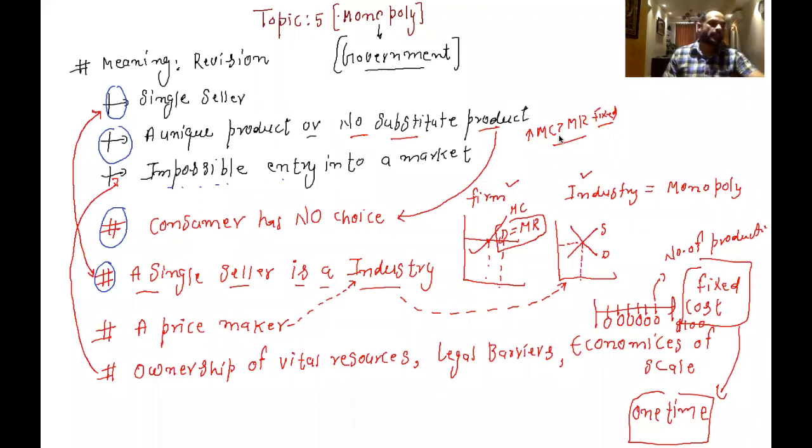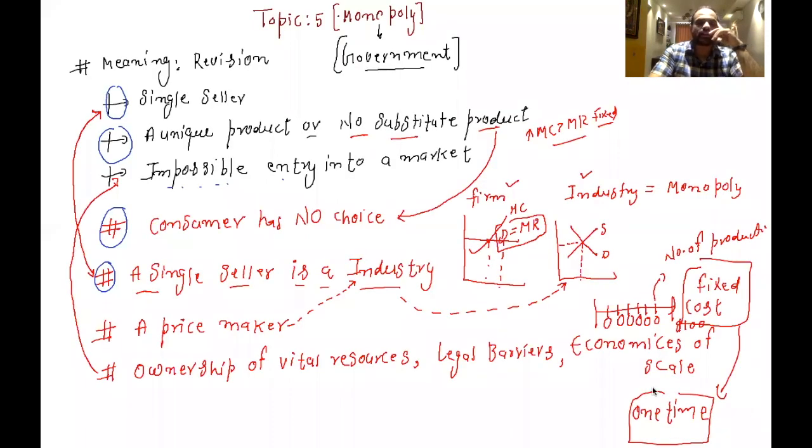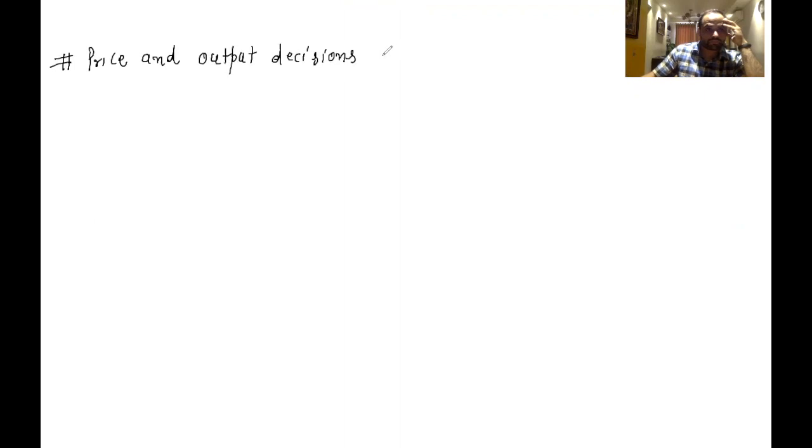Okay, so let's move on to the next topic, price and output decision for monopolistic. If you have any question, you stop me, I will explain. So these are the basic things about monopoly that you need to know before we move on further. Next is price and output decision for monopolist.